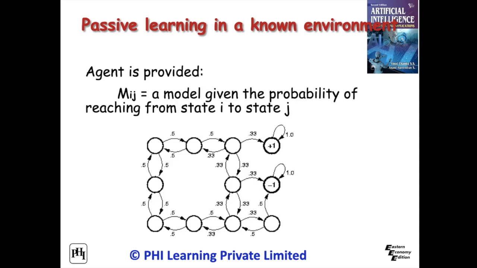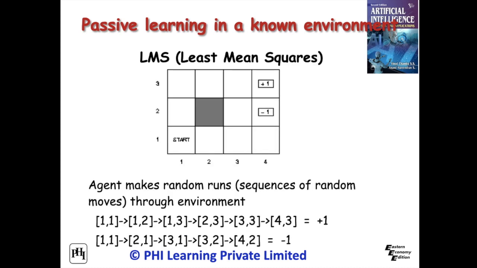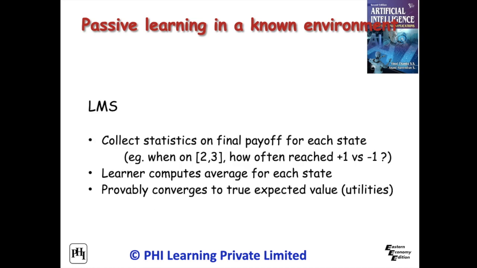The movement of passive learner is given here based on the probability. The agent's move is based on a model given the probability of reaching from state I to state J. The three passive approaches are least mean squares, adaptive dynamic programming and temporal difference learning. In the above example, agent makes random runs like sequences of random moves through environment. Least mean squares are discussed here.